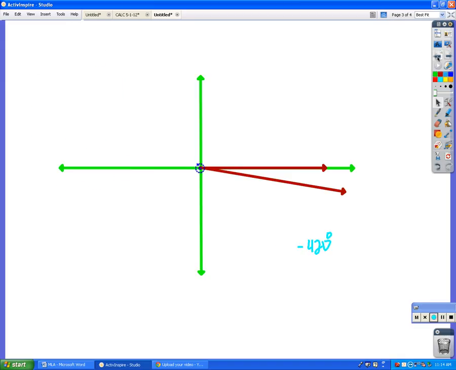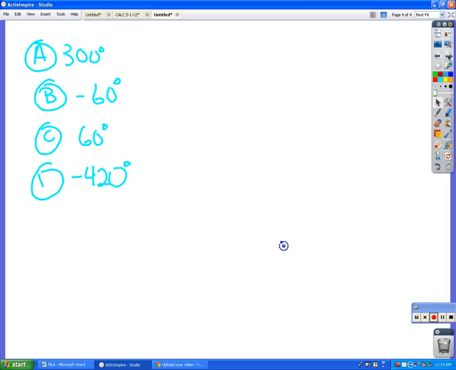Negative 60, somebody said. If I do negative 60, I start right here and go down to the same exact spot. Negative 420 and negative 60 both end in the same spot, right? So what's true about those two angles? Coterminal. These two here are definitely coterminal.